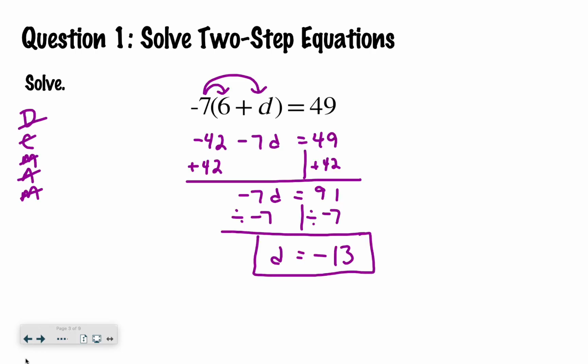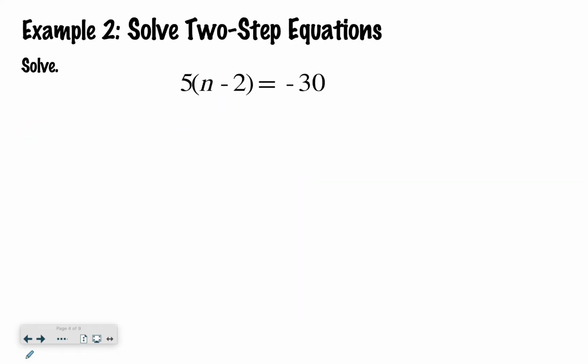Okay, when you solved this problem, hopefully you started by distributing, and then discovered there were no like terms to combine. There was no moving the variable today. So what you need to do is add 42 first and then divide by negative 7. When you do those steps in that order, you should have ended up at d equals negative 13. If you have questions, please be sure to ask for some help. Let's move on to our next problem.